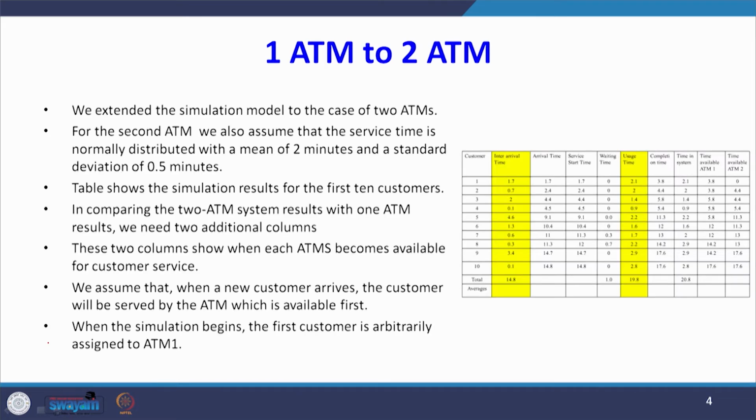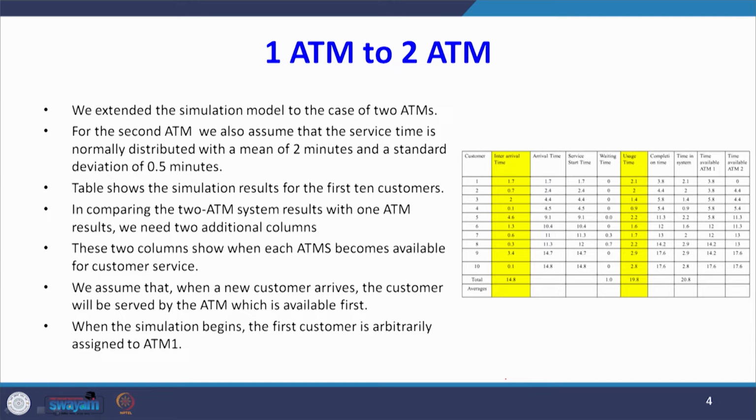So, now one ATM to two ATMs. We extended the simulation model to the case of two ATMs. For the second ATM, we also assume that the service time is normally distributed with a mean of 2 minutes and a standard deviation of 0.5 minutes. The table shows the simulation result of the first 10 customers. Look at the table on the right hand side.